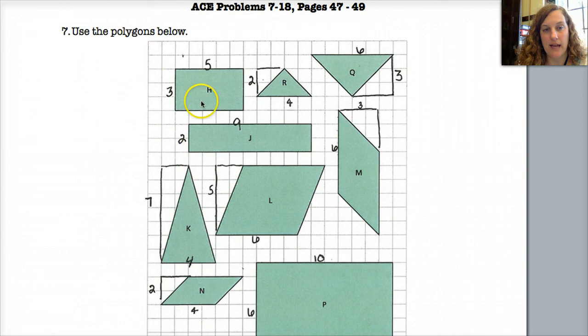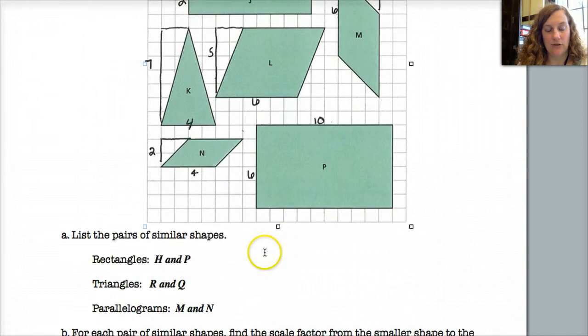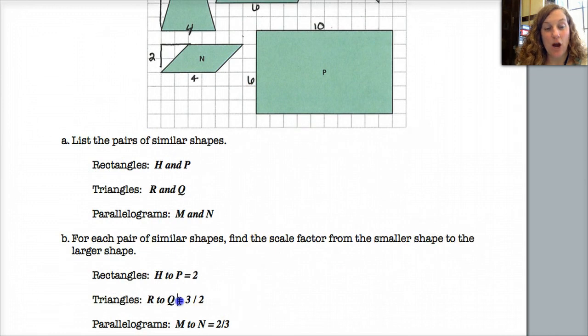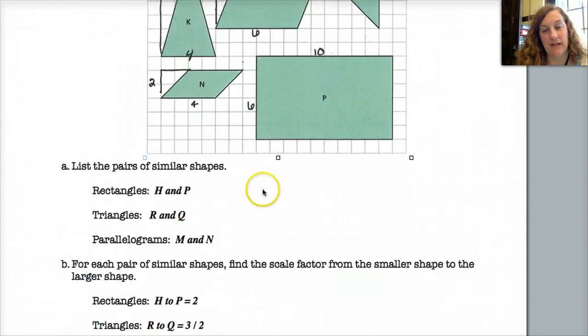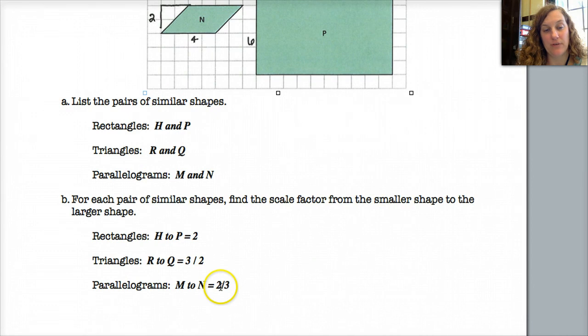So we said that H to P, 3 times 2 is 6, 5 times 2 is 10. R to Q is 3/2 or 1.5. And then M to N is 2/3. I realized I made a mistake. From the smaller shape to the larger shape, it should be from N to M is 3/2.